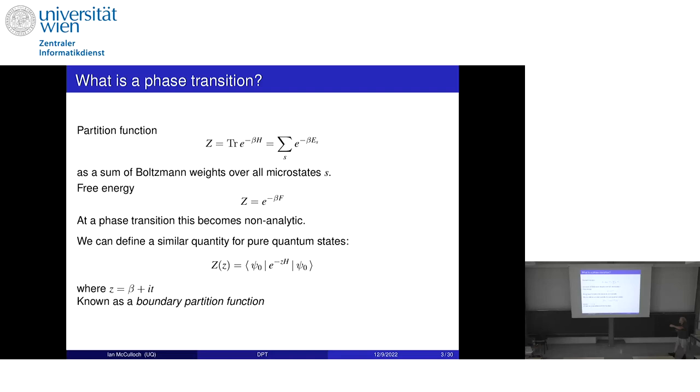So the idea here, or the general theme that I'm getting at, is that we can actually borrow a lot of physics of classical systems where these partition functions are quite well studied, and we can apply these to DQPT, dynamical quantum phase transitions as well, where this is now a quantum system. So this is known as a boundary partition function. So this then gives a correspondence to classical thermodynamics.